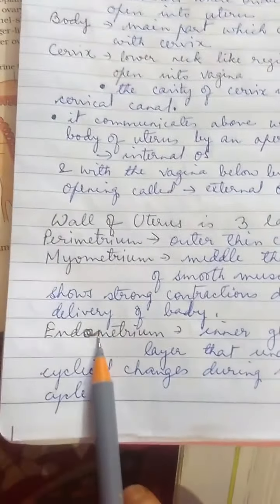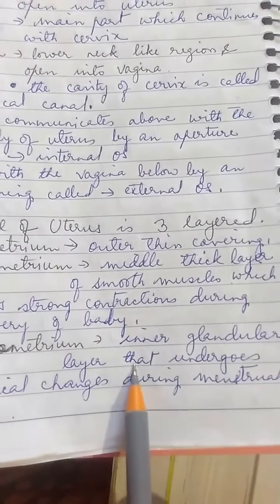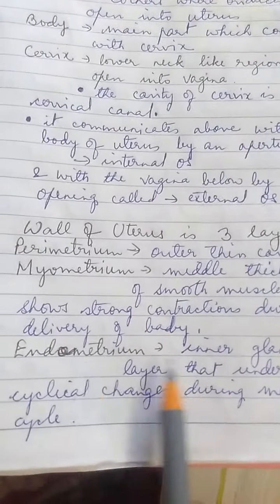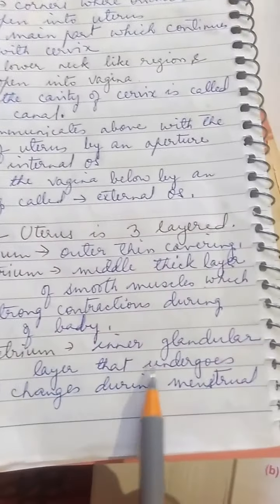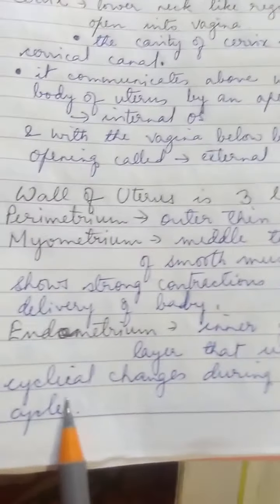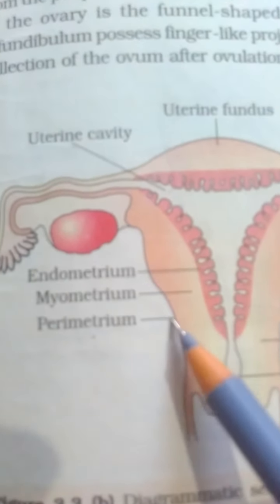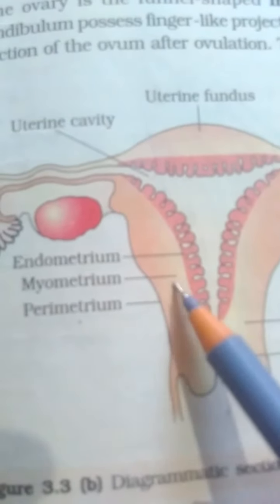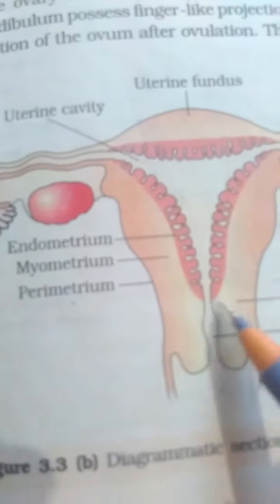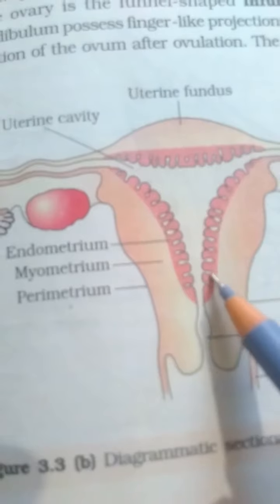Okay, and then there is endometrium, the innermost glandular layer that has glands that are involved in the secretions, right? And it is endometrial layer of uterus that undergoes cyclical changes during menstrual cycle. Okay, so you see these are the 3 layers shown. This is perimetrium, outermost thin wall layer. This is myometrium, this is middle thick wall layer which is made up of smooth muscles, and this is the innermost layer, endometrium, which undergoes cyclical changes.